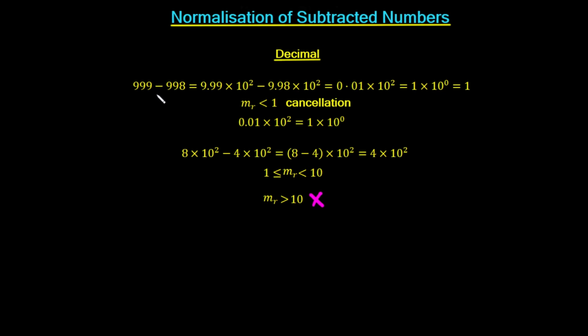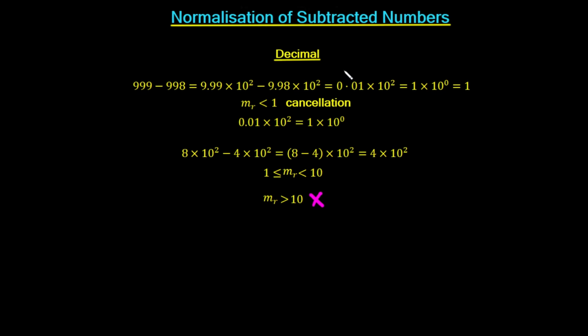So let's say we've got two numbers that are very close together. For example, 999 minus 998. We can write this out as 9.99 times 10 to the 2. We can write this one out as 9.98 times 10 to the 2. Now we can do the subtraction because the indices are the same here. So we're going to have 9.99 minus 9.98. So that gives us 0.01 times 10 to the 2.